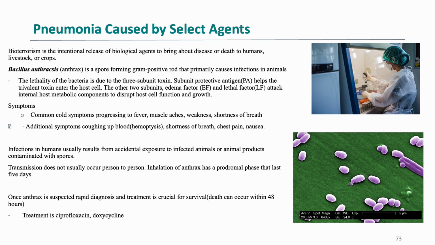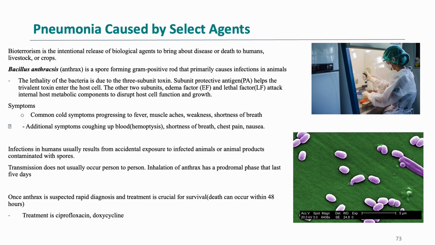Okay, so this is pneumonia caused by select agents, and bioterrorism is the intentional release of biological agents that bring about disease or death to humans, livestock, or crops, which is commonly talked about when we're talking about Bacillus anthracis, which is anthrax, and it's a spore forming gram positive rod that primarily causes infection in animals. The spores can survive decades in the soil, and under proper conditions, they can germinate and multiply. So the lethality of the bacteria is due to a 3-subunit toxin.